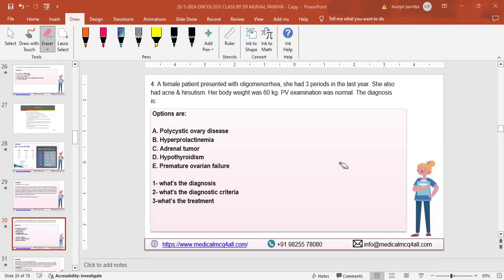Then second question: how many cysts do you see? 1 cyst, 5 cysts, 10 cysts? Usually more than 10 cysts. Excellent. So that is the second point: more than 10 cysts you see in the ovaries. Third question: what happens to FSH and LH? Are they normal, high, or low? What happens?